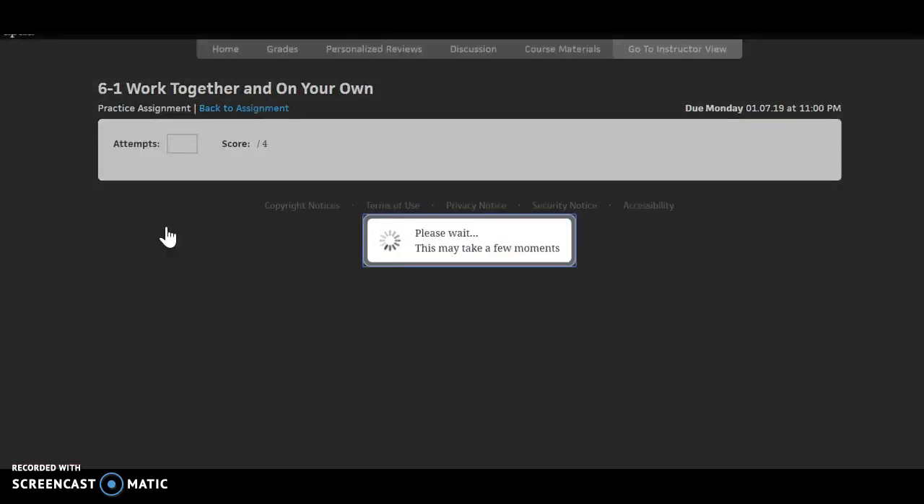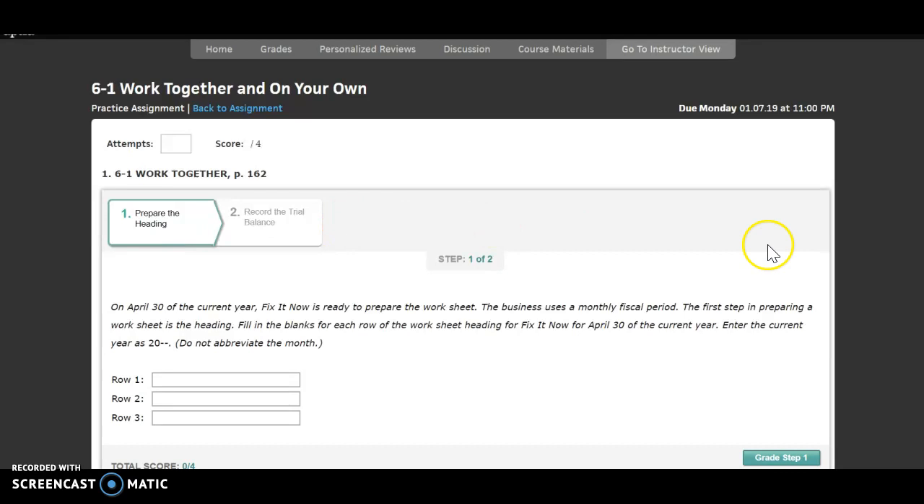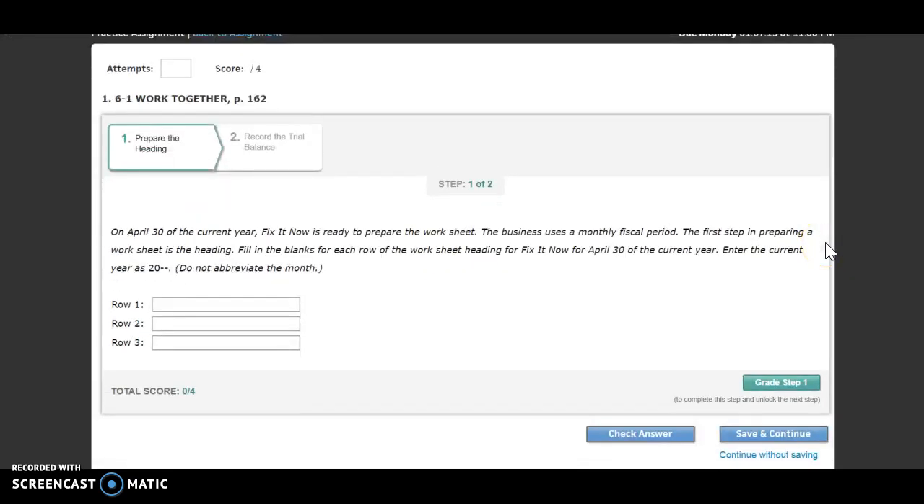6-1 work together. Directions for step 1 say on April 30th of the current year, Fix It Now is ready to prepare the worksheet. The business uses a monthly fiscal period. The first step in preparing a worksheet is the heading.